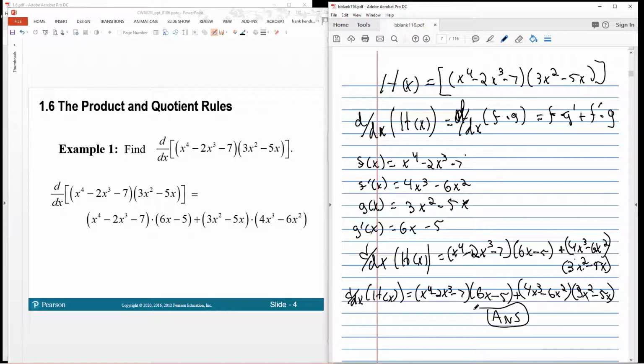Okay, and that's how you find the derivative of a product. I don't know if I would have gone with that one for my first example, but that's how they do it. Example one.